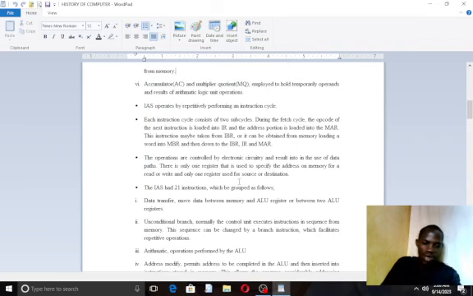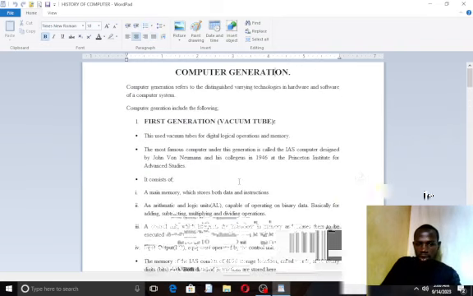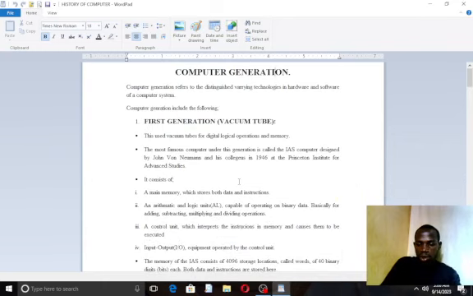I'm here to share with you majorly two things, and that's the history of computer generation and the evolution of Intel architecture. So, beginning with the computer generation. Computer generation simply refers to the distinguished varying technologies in hardware and software of a computer system. The computer generations include the first generation, second generation, third generation, up to the later generations.